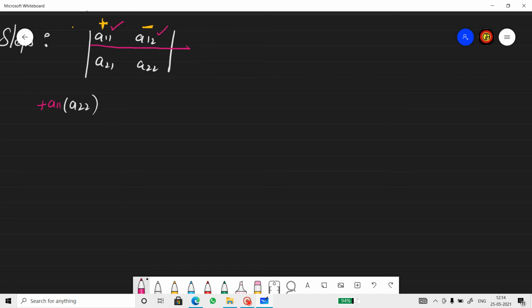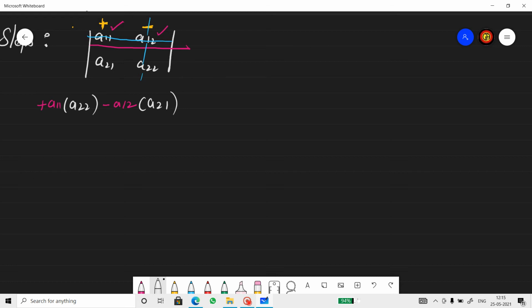Now go to the next element of the first row, which is A12. With signs, we get minus A12. Again do the same process. Delete the column and the row in which A12 is present from your mind. What remains? A21. So that means A12 into A21. This is the determinant value of a 2 by 2 matrix.